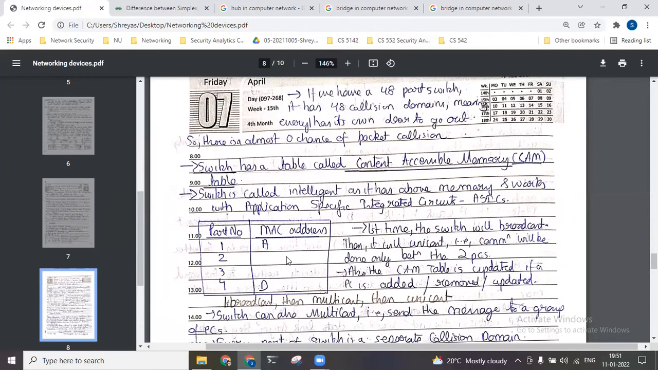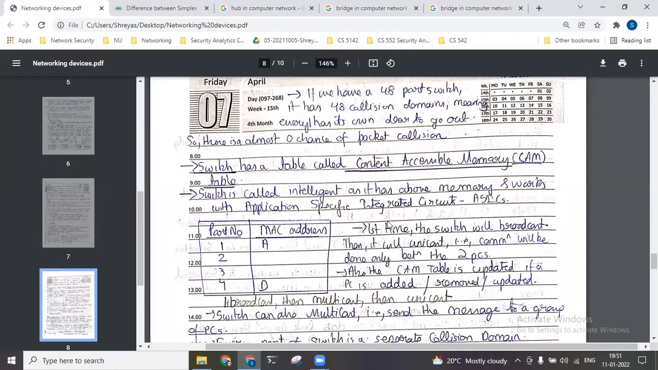It can store the MAC addresses for each and every particular end device, and it can map that to a single port number only, so that for the next communication it will directly go to that particular port number only. Okay, so it has memory. It works with the application specific integrated circuit, ASICs. So the first time, because first time it doesn't know anything, it will broadcast, that is common.